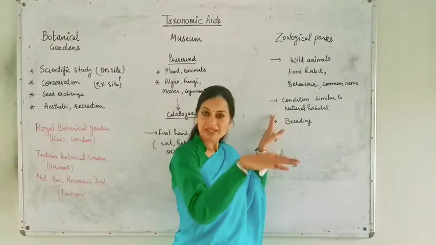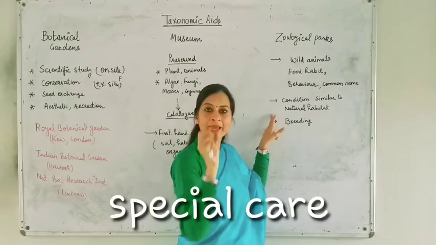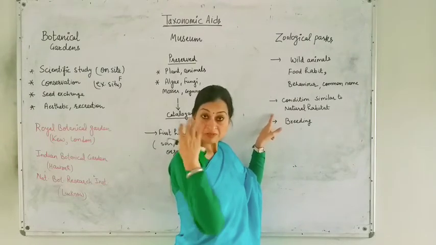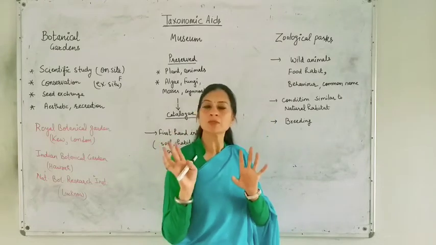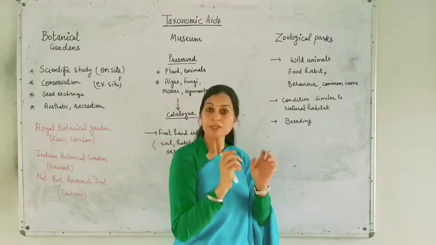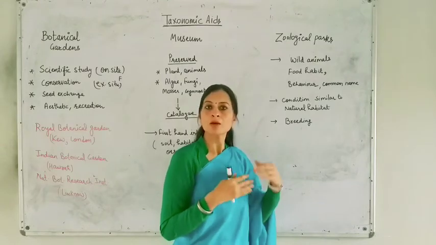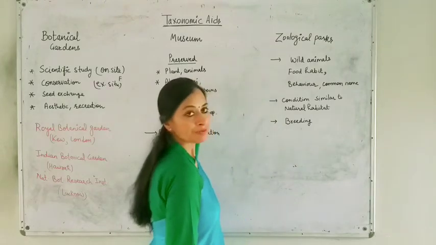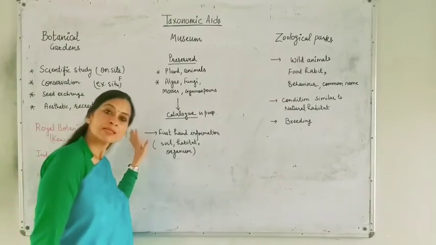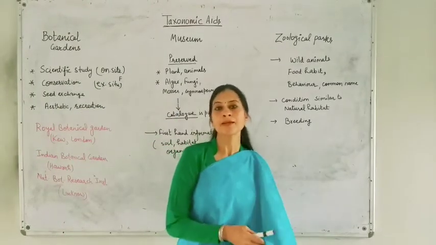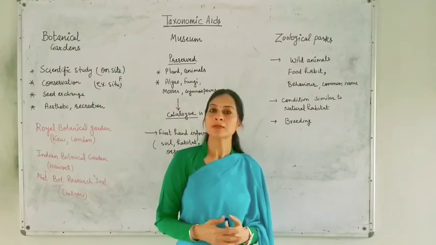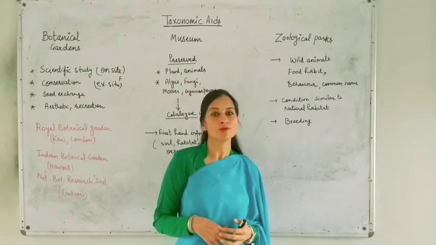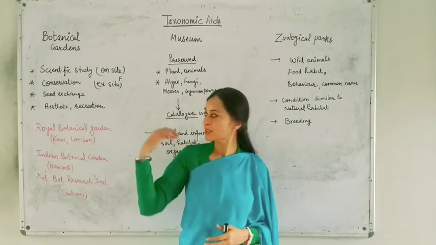The animals kept there are given proper care as in their natural habitats, with food and whatever they need. The zoological park authority tries to provide all the conditions that are favorable for that particular animal. Okay, so these are the three different types of taxonomic aids that I have discussed today. In the next lecture, we are going to take up another taxonomic aid, that is the key, flora, fauna and the manuals. Okay, and I hope these three are clear to you.